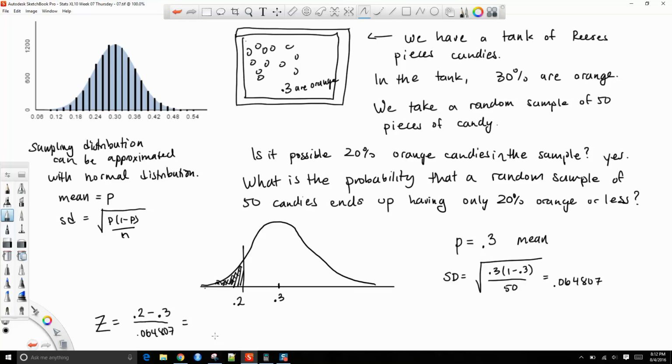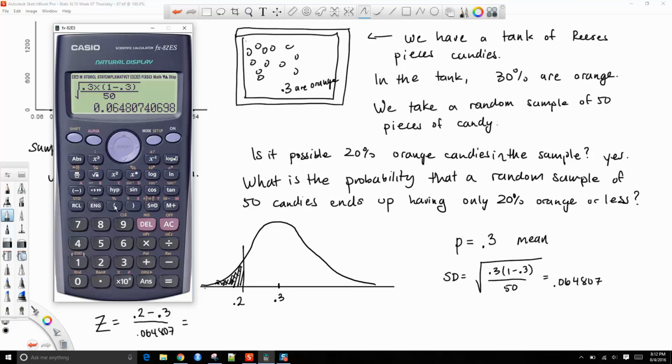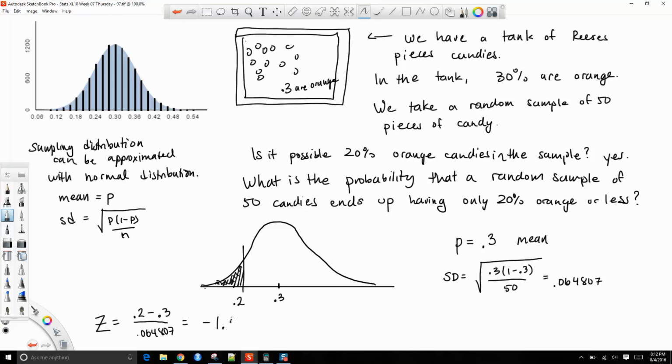0.064807. So I'm going to do 0.2 minus 0.3, and then the last number I calculated was 0.064807, so I'm going to just hit divide by the answer button. Or I could type out the whole number. And I get negative 1.543. When you're dealing with z-scores, you round off to 2 decimal places. So z is equal to negative 1.54. Is that okay? All right, what do I do now?